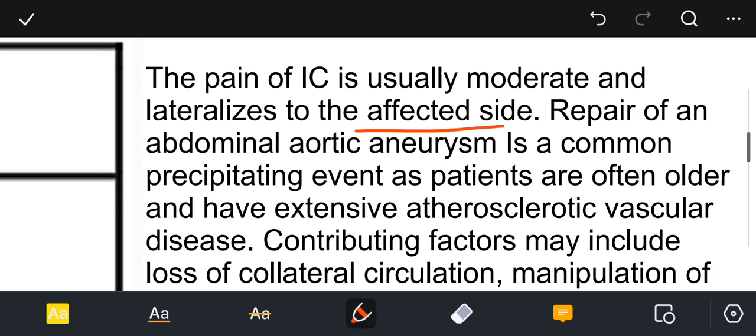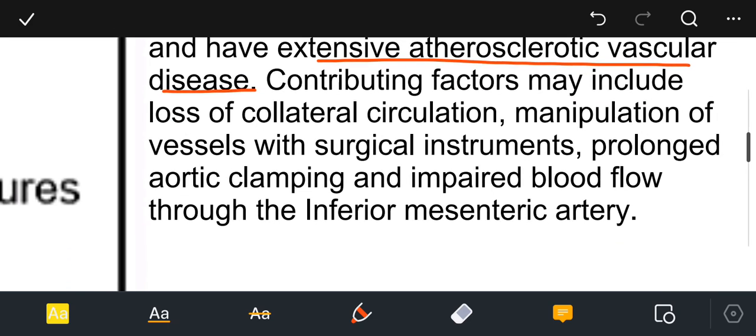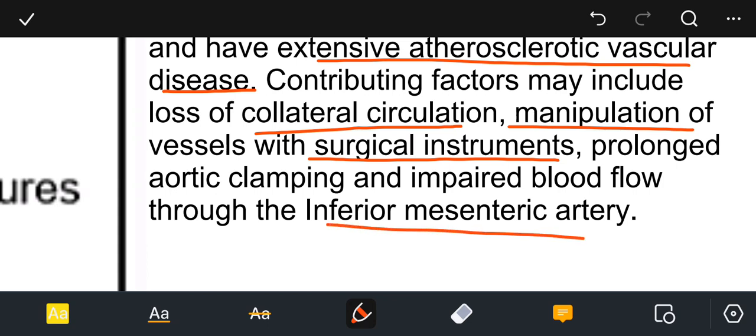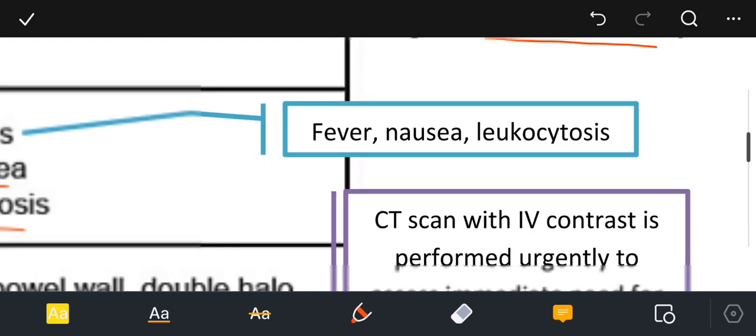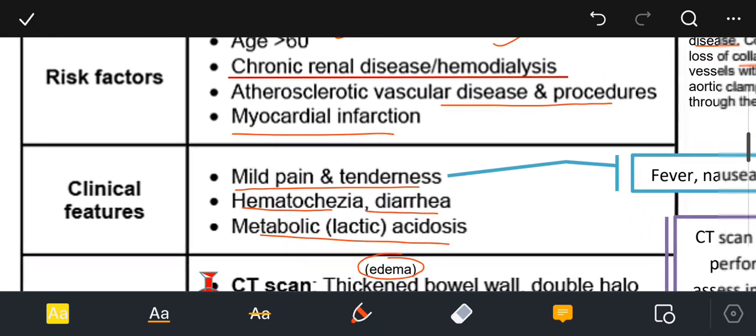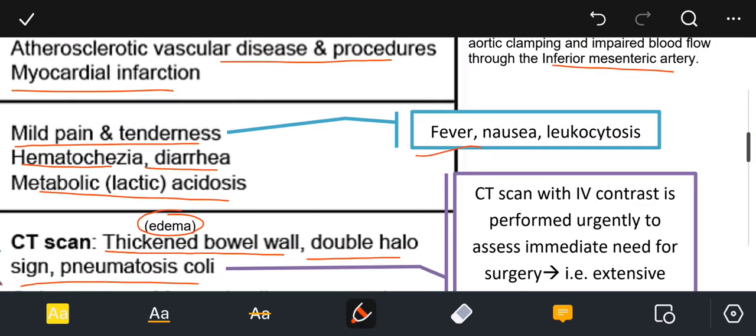Repair of an abdominal aortic aneurysm is a common precipitating event, as the patients are often older and have extensive atherosclerotic vascular disease. Contributing factors may include loss of collateral circulation, manipulation of the vessels with surgical instruments, prolonged aortic clamping, and impaired blood flow through the inferior mesenteric artery. So here you can see that the clinical features of ischemic colitis include fever, nausea, and leukocytosis.